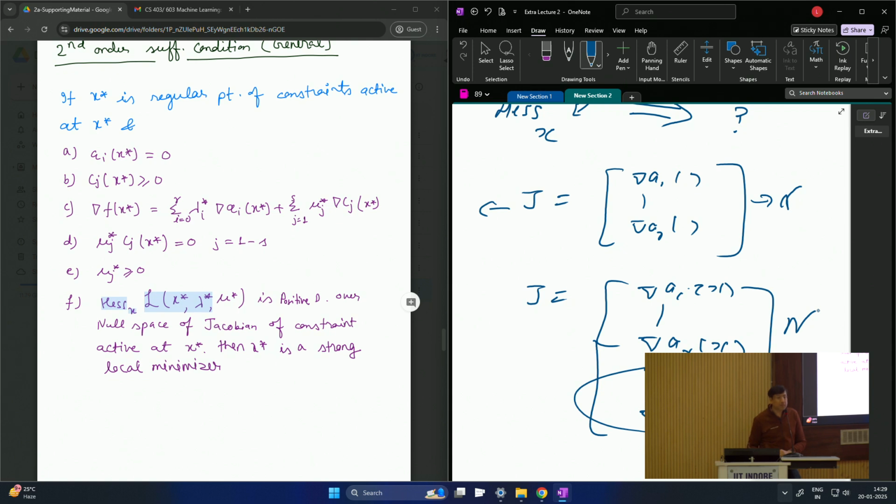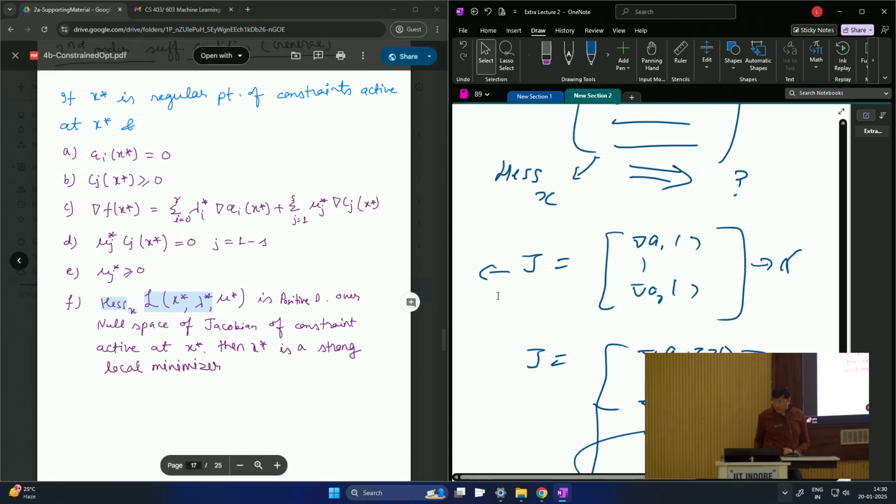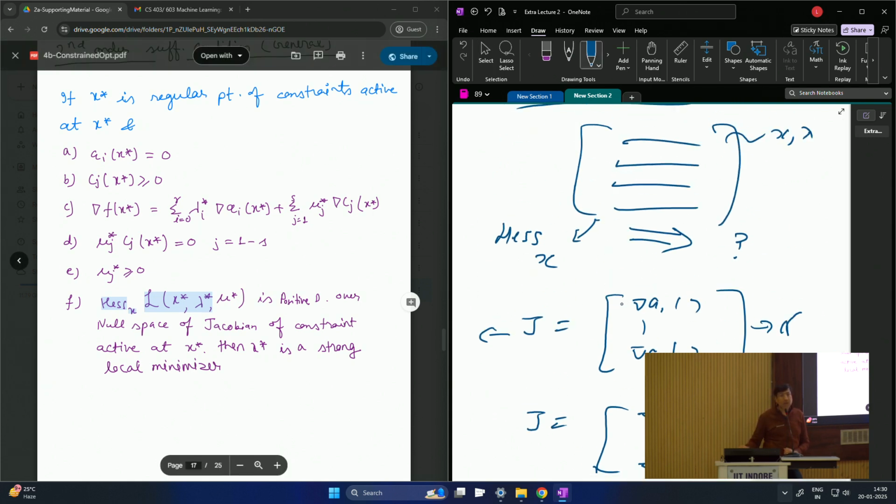You know null space? From your linear algebra, you've studied in your second year. Null space means if Ax equals 0, then x belongs to the null space of A. That's what we say. So you find that space. If you can prove that this Hessian is positive definite over this null space, then you're done. Then it's a sufficiency condition. Is that okay?